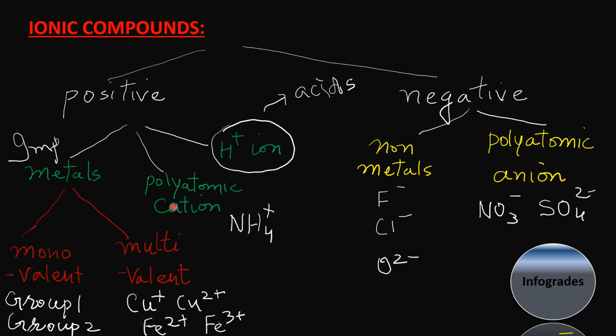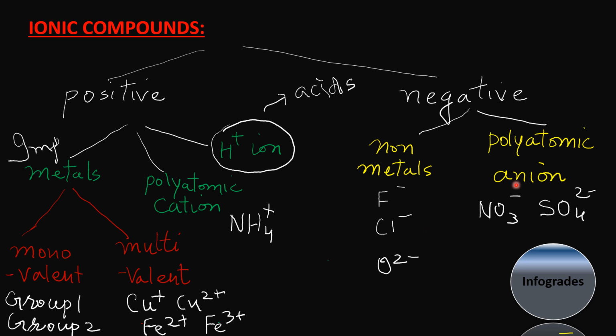If a polyatomic cation is present, don't get confused that this is nitrogen and hydrogen. Sometimes students confuse it with a covalent compound, considering nitrogen is a non-metal, because covalent compounds are formed with non-metals and non-metals together. Don't make this mistake. If the ammonium ion, NH4, is present, this is specifically an ionic compound for sure. If a hydrogen ion is present, it will be considered an acid, but otherwise we can also write the names of ionic compounds with hydrogen ion using the same rules. For negatively charged species, you will identify whether a non-metal is present or a polyatomic ion is present.